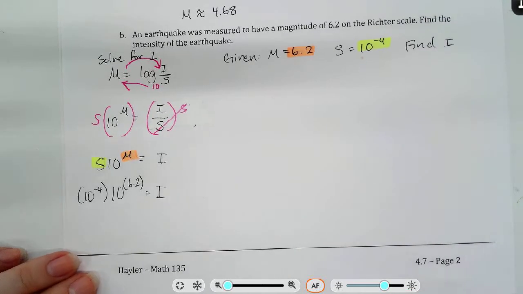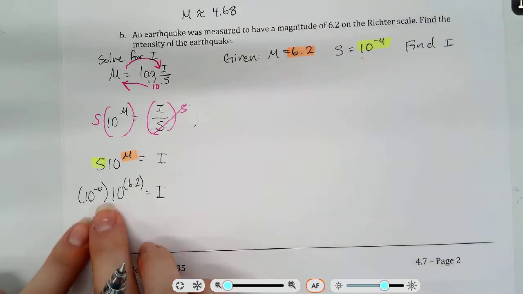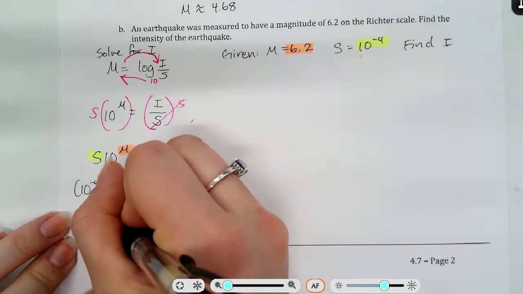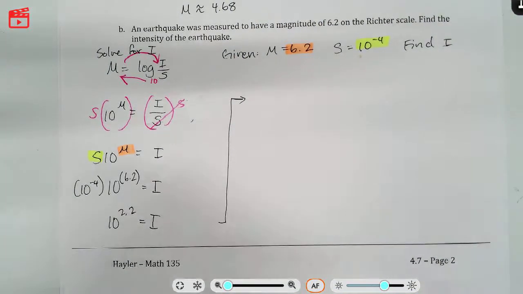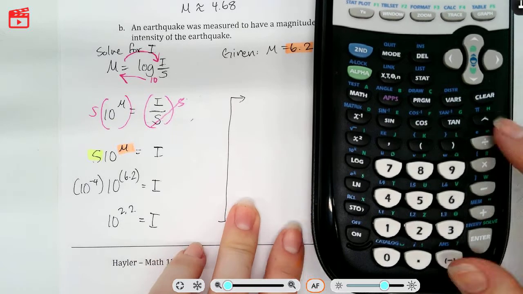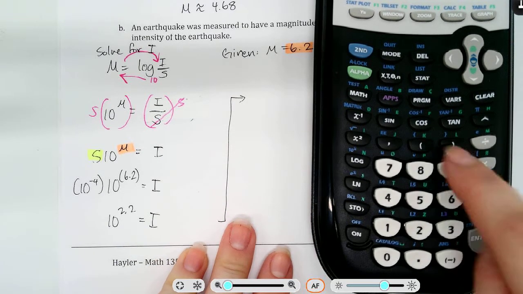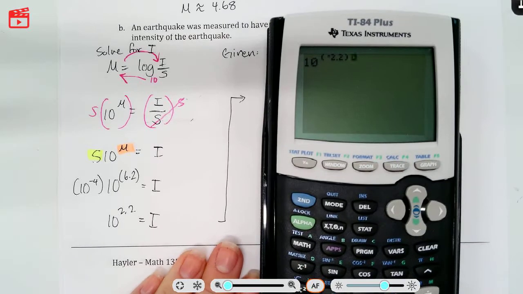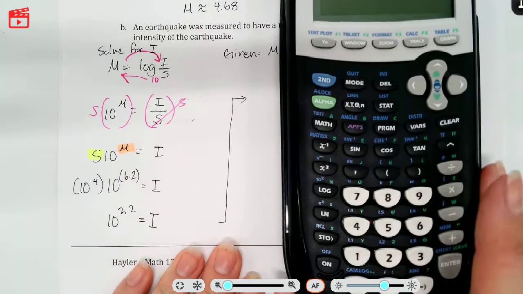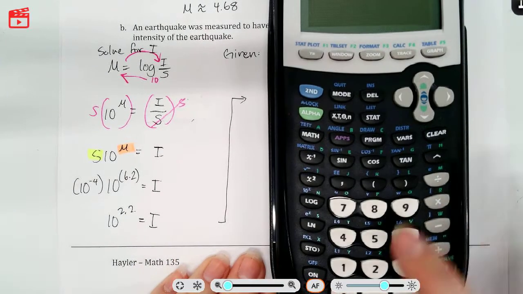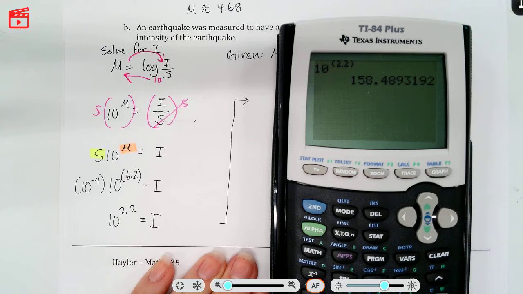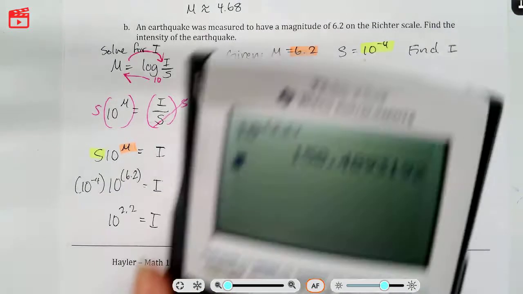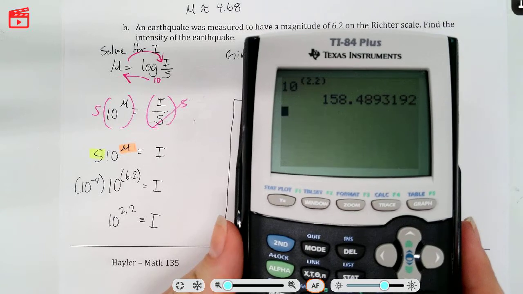Let's plug that into the calculator. Actually, you know what? These have the same base, so I can simplify that. That's going to be 10 to the 2.2 equals I. And then now I'll plug that into my calculator and see what my answer is. So 10 to the negative 2.2 equals. Oh, that's supposed to be a positive 2.2. I'm sorry. That looked strange. All right, 10 to the positive 2.2. Enter. 158.48. And I can round that one up to 158.49.